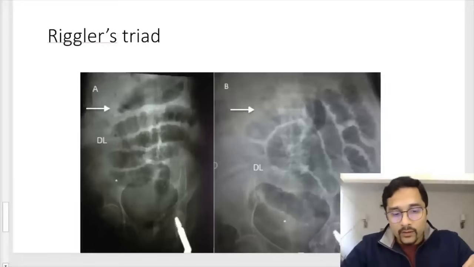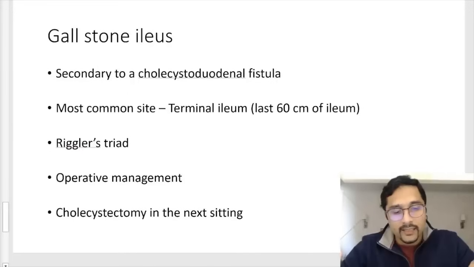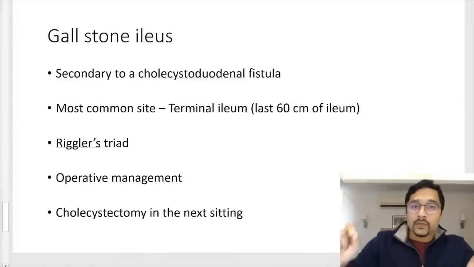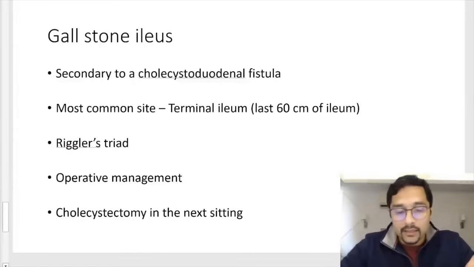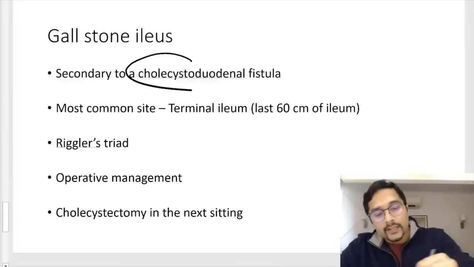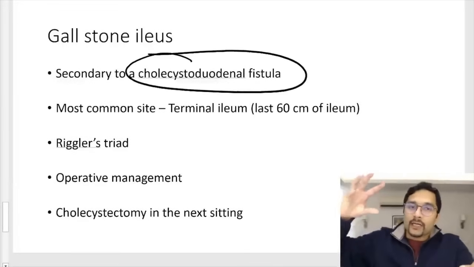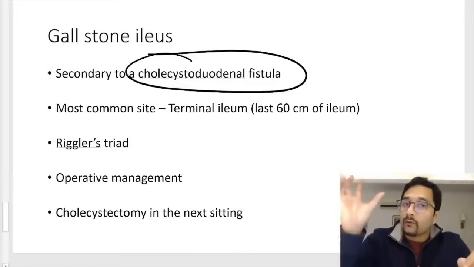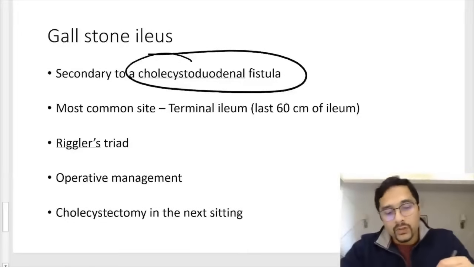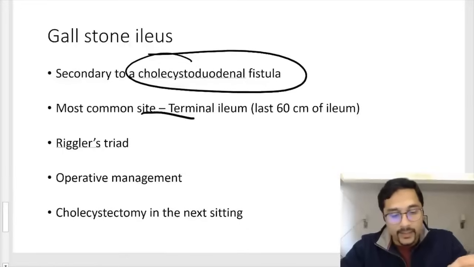You should also know about Riegler's triad. Riegler's triad is seen in gallstone ileus. Gallstone ileus is when a gallstone causes bowel obstruction. This is secondary to a cholecystoduodenal fistula. So the gallstone comes down from the gallbladder into the duodenum through a fistula. And the most common site of obstruction is the terminal ileum, or the last 60 centimeters of ileum.